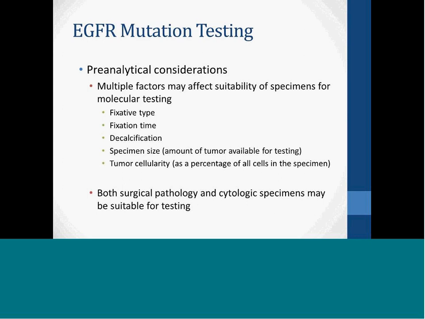There are a number of pre-analytic considerations before we actually get into the testing itself, which may be important because of the impact they have on the suitability of specimens for testing. Some of these include fixative type. Specifically, fixatives that include heavy metal ions may inhibit the polymerase chain reaction needed for this testing. Thankfully, most fixatives don't contain these, but that may be a consideration.